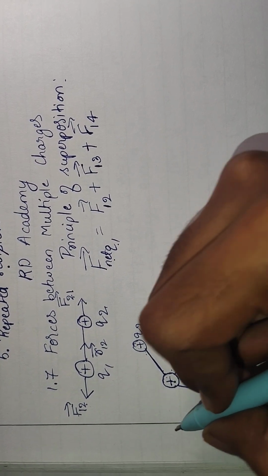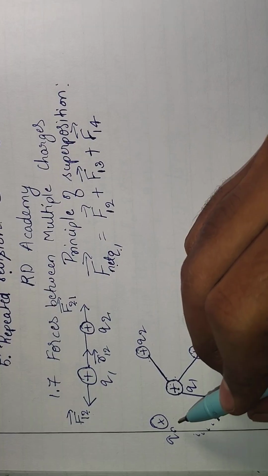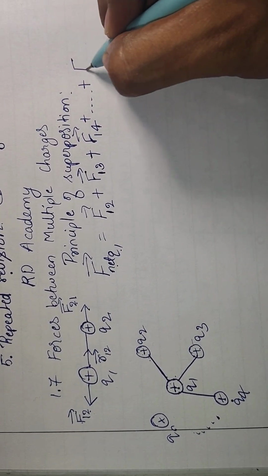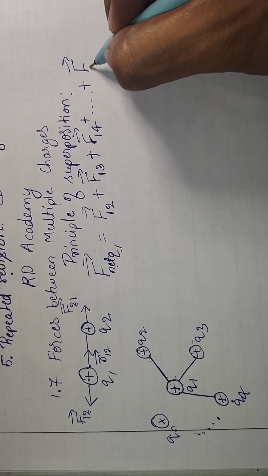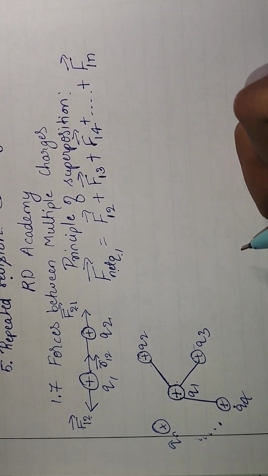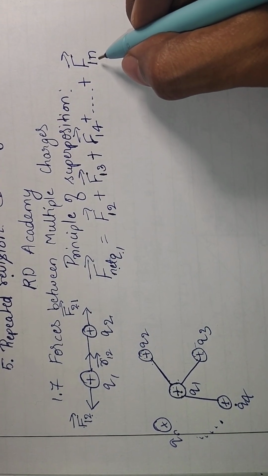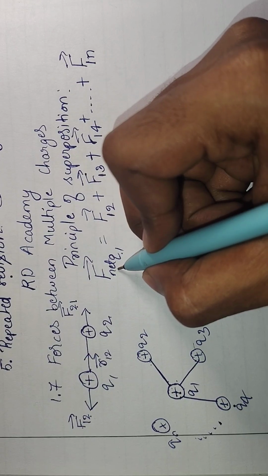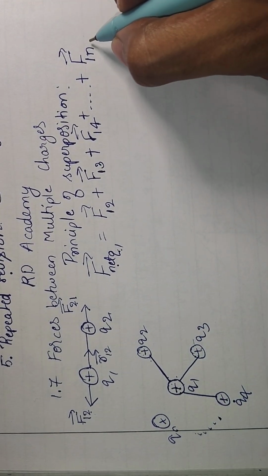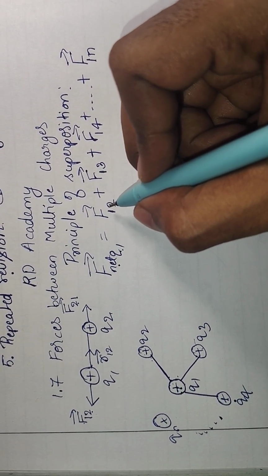What might happen if you extend this to an n charge system? Let us assume Q1, Q2, Q3, Q4 up to Qn, so you have n charges. Similarly, you have to take the sum of all the forces, and the last force will be the force acting on charge Q1 due to the presence of charge Qn. So this is what the principle of superposition tells you: the net force or total force acting on any charge is the vector sum of all the individual forces acting on the charge taken one at a time.